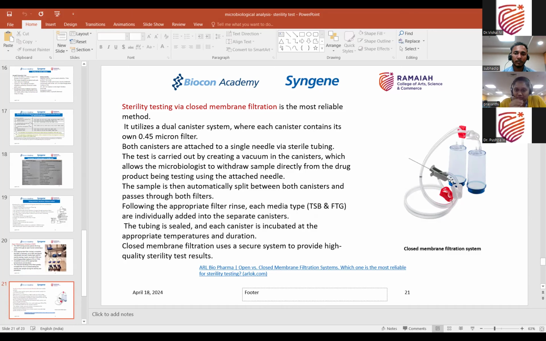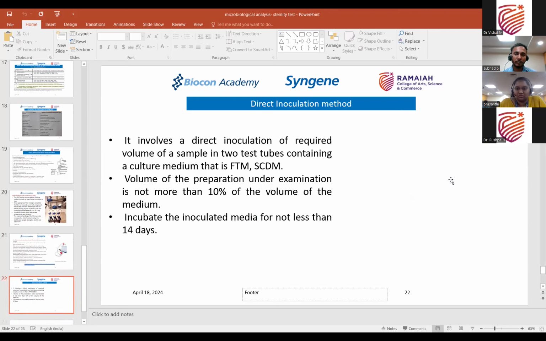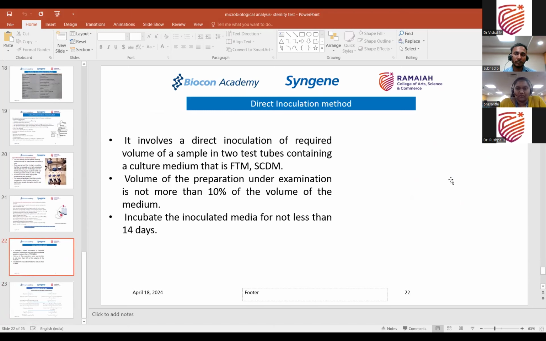In the previous method, you take out the filter paper, cut it into two halves, and inoculate it into the sterile media. Here you do not take it out, you just add the media into this system. That is the reason it is called the closed membrane filtration system.